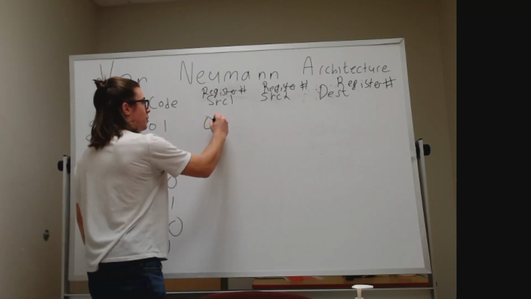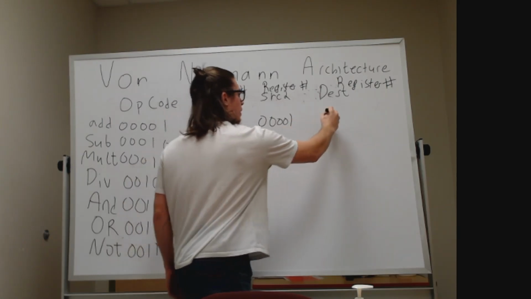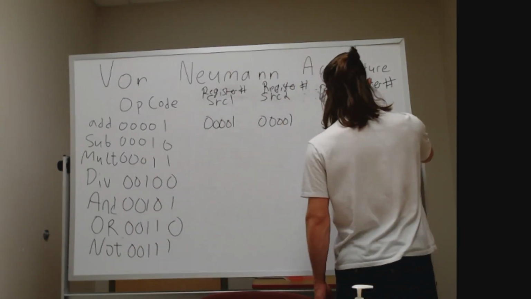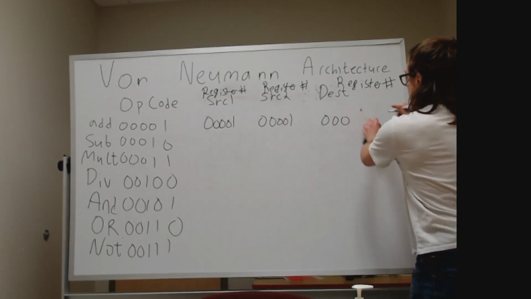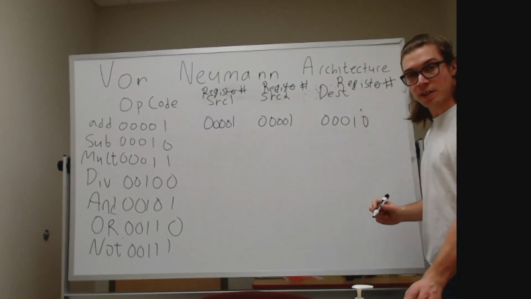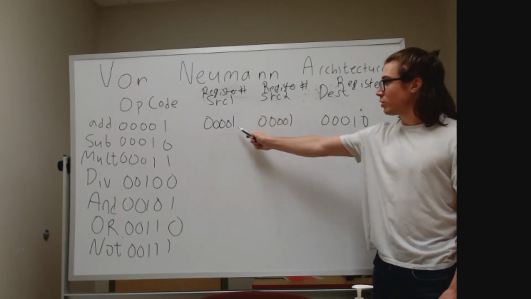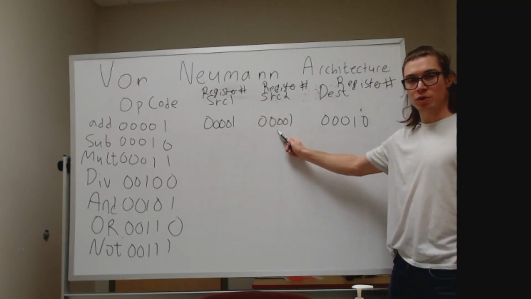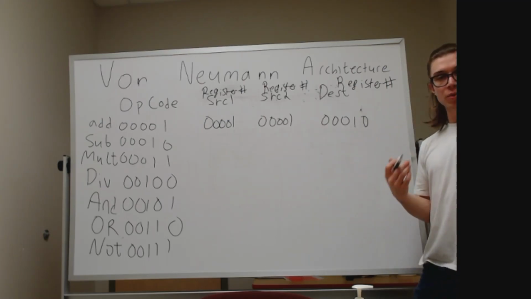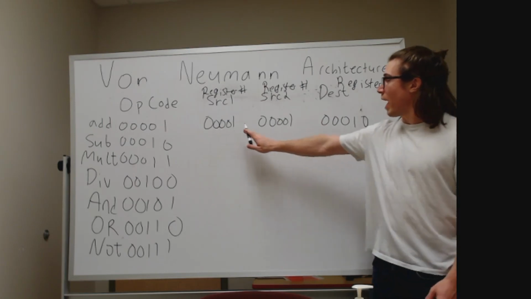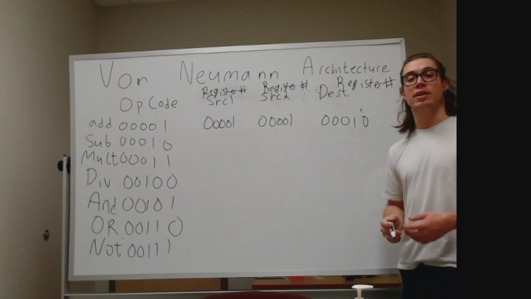So if I said something like this, oh, can't write a 2, that was silly of me. If I say something like this, this says add together the number in register 1 with the number in register 1 and store the result in register 2. So if the number in register 1 was 5, we would add 5 and store the result in register 2, so we'd store 10 in register 2.